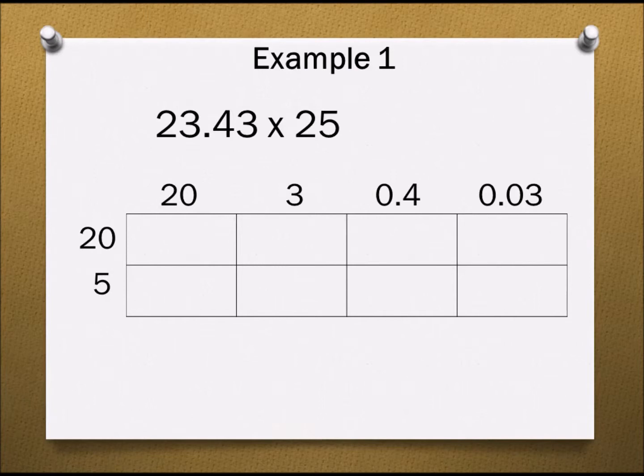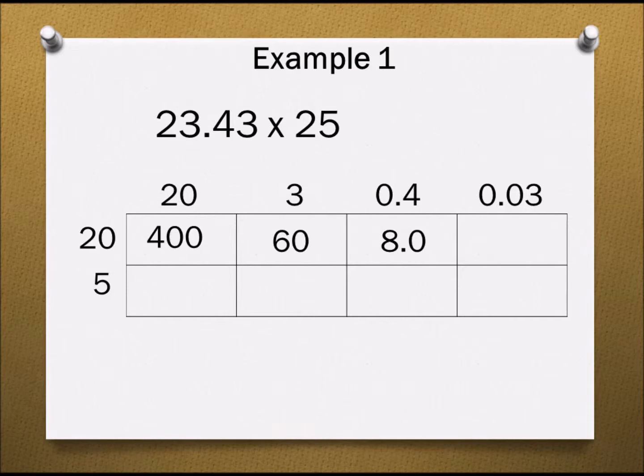20 times 20 gives us 400. 20 times 3 gives us 60. 20 times 0.4. So think of it as 4 times 20 giving us 80. And because the decimal place is one place over from the 4, you're going to have to bring one space over on the 80, giving me 8.0.